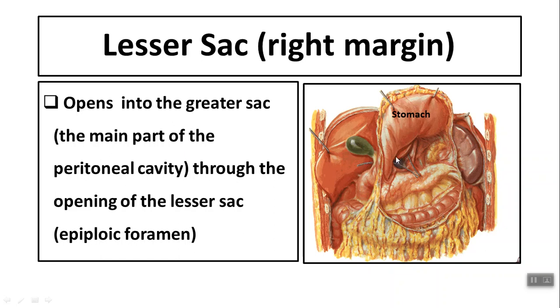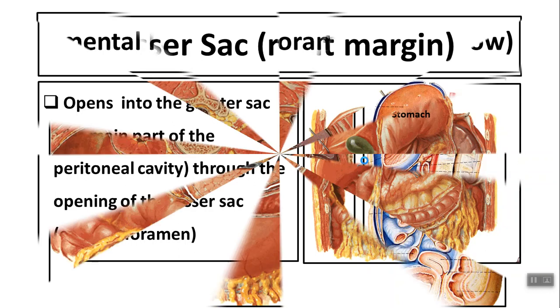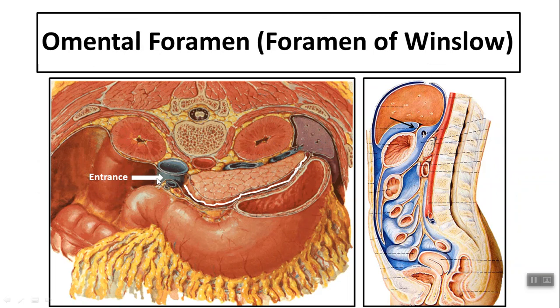So the omental bursa, or the lesser sac, is opened to the greater sac by the epiploic foramen. This is the epiploic foramen. Here we can see the greater sac, and this is the entrance, or the foramen of Winslow, to the lesser sac or the omental bursa. We can see that the lesser sac is situated behind the stomach.